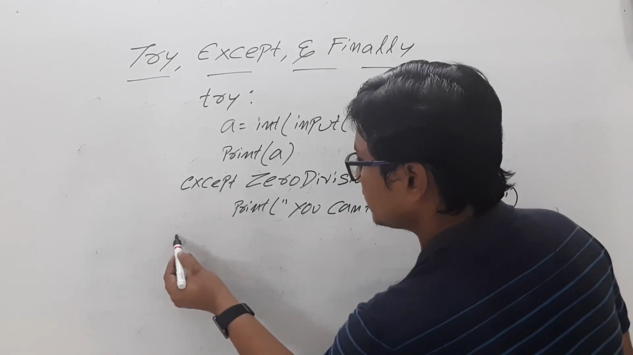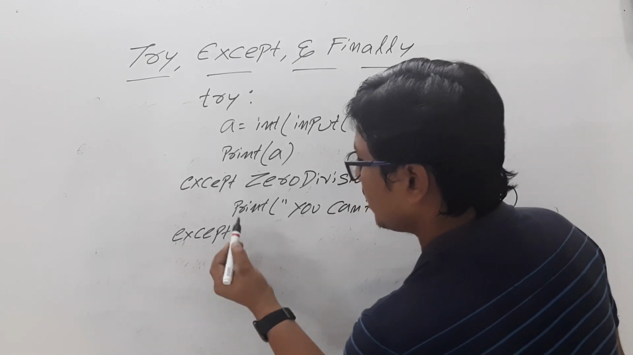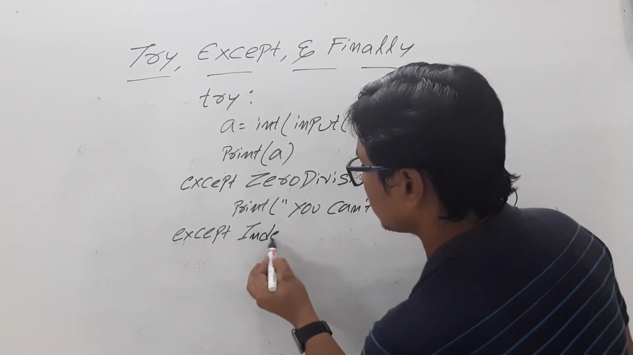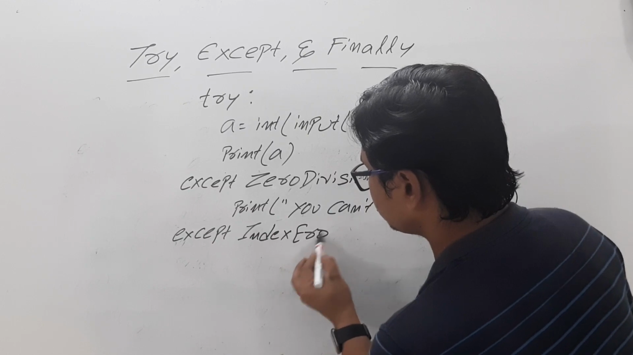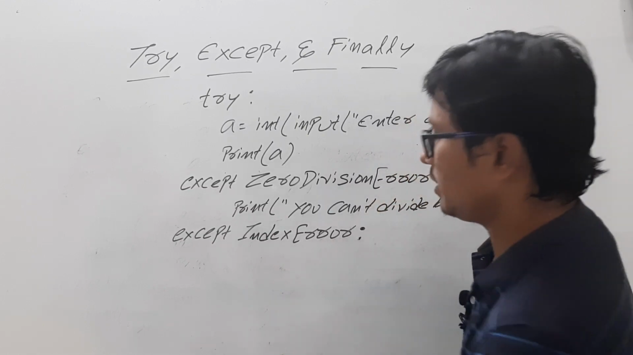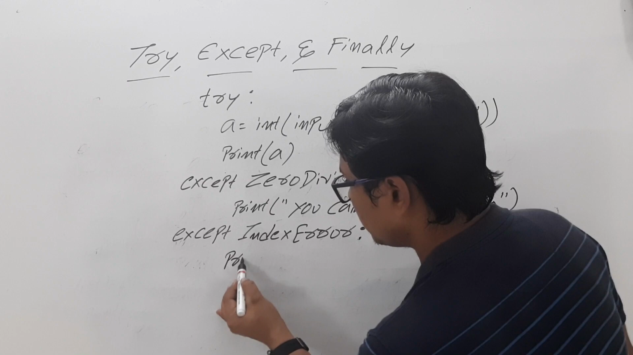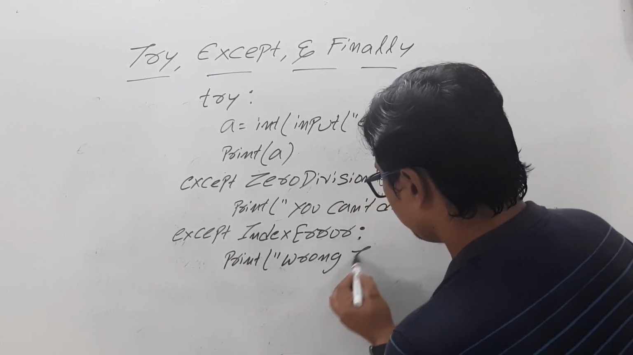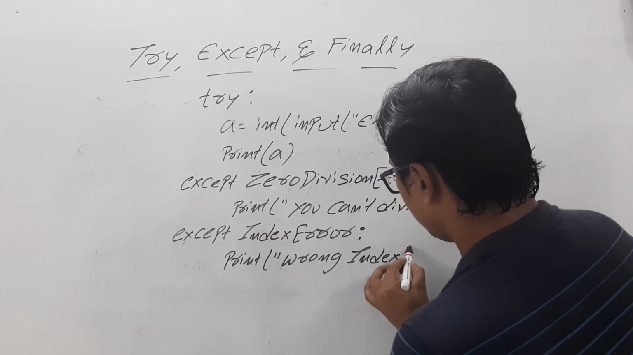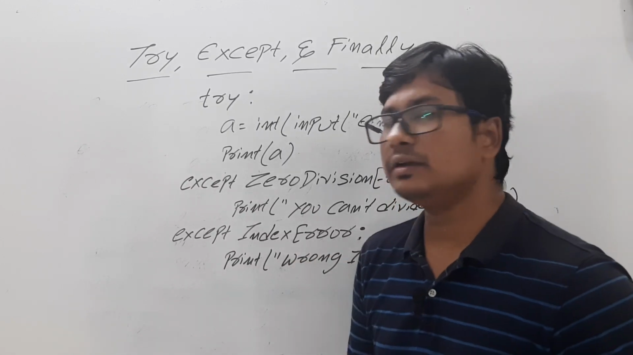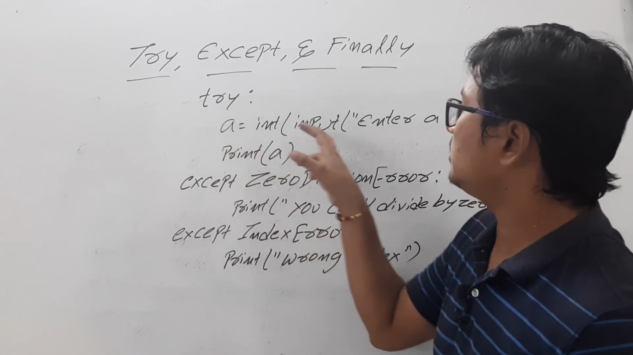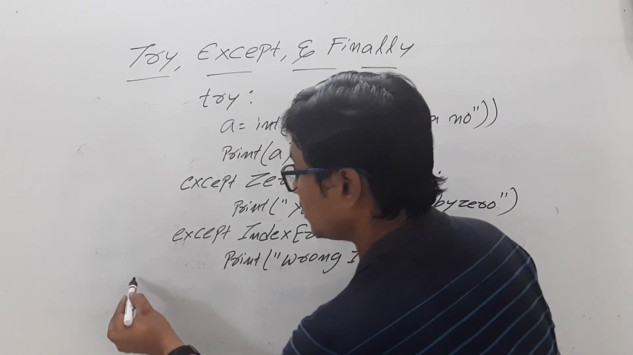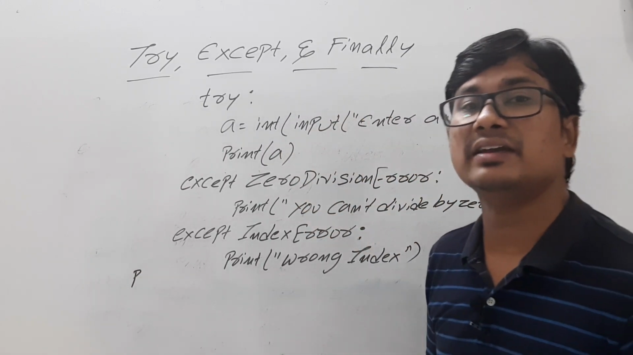Similarly, I am writing another except block for index error. Print I am giving a wrong index. Look here, I have run the program. Now let's take that it will give you an output as enter a number. Now the user has entered the number as P. He is entering a character.